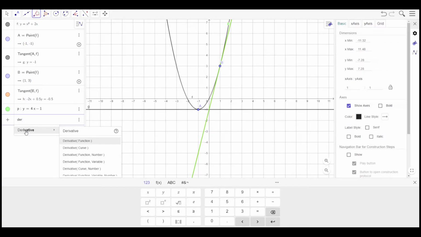Derivative function, derivative curve, derivative function number. Probably this one, yes? Because I am giving you the function, and I am giving you a number, in this case 2. We will learn what is the meaning of the other one. But today we just learned this one.